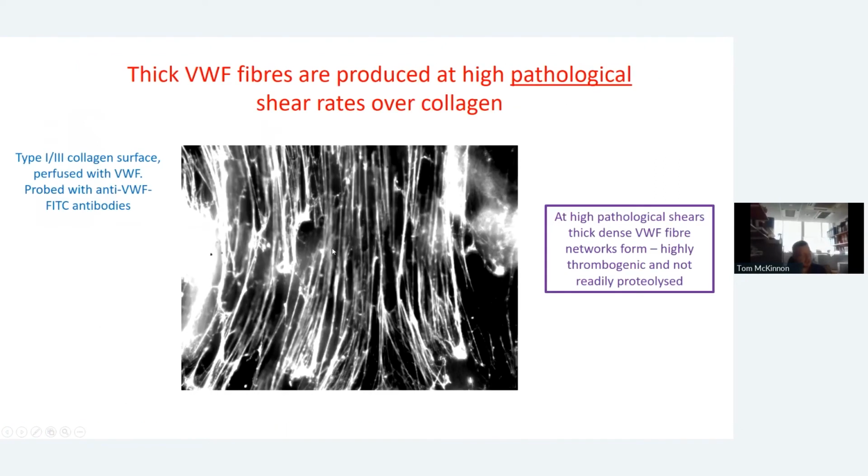So we can zoom in on these, and what you're seeing here is that if we really magnify in, we have a collagen surface we've perfused with VWF, and we stain for these really big, thick nets. So at very high pathological shear rates, the VWF protein forms this thick, dense, fibrous network.